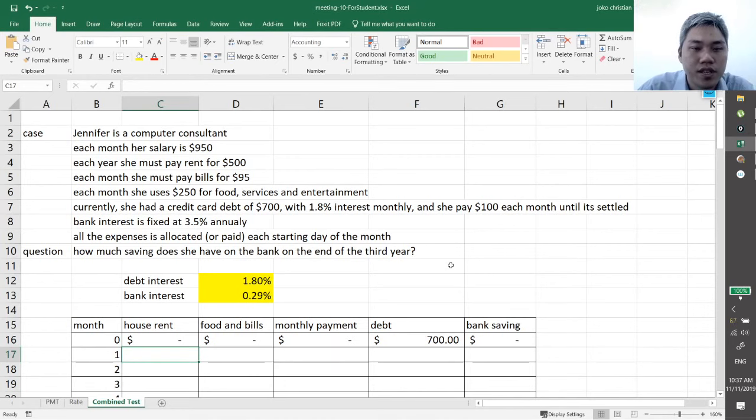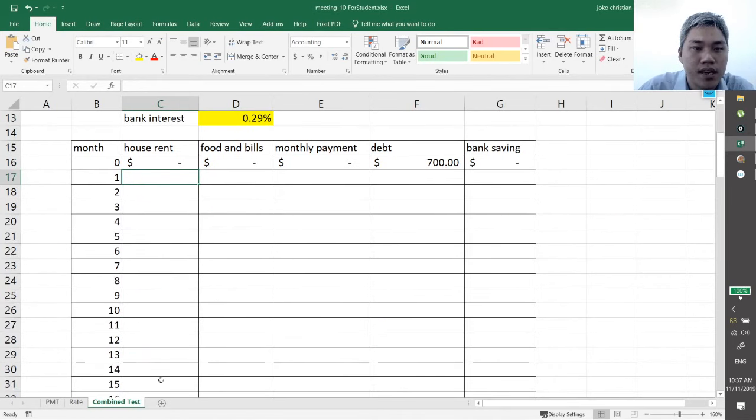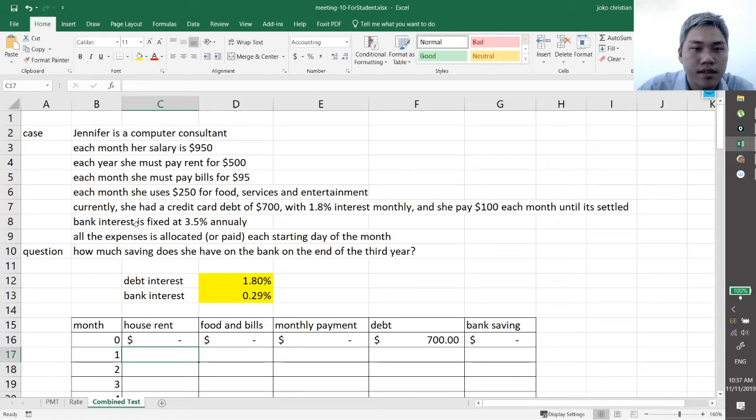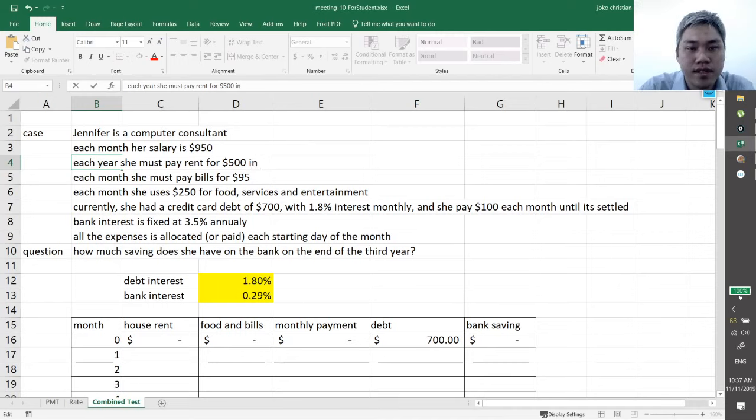So let's just put here house rent should be on. It's not specifically stated here. Let's just pay each month. Each year she must pay rent for $500 in, let's say maybe June. Yeah, June.